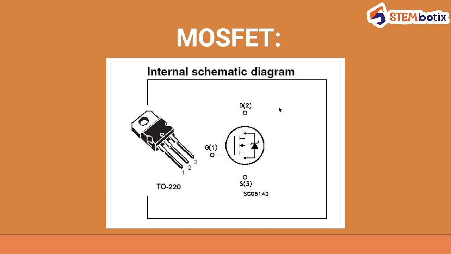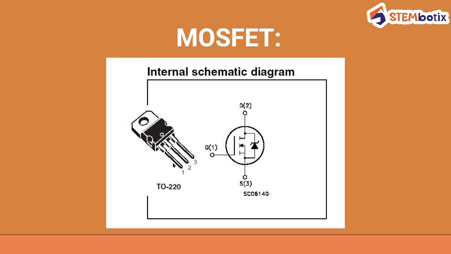This is how a schematic diagram is represented for MOSFETs. In MOSFETs, there is a metal, partially metal surface. Here is a resin case, and this is particularly a TO220 transistor.